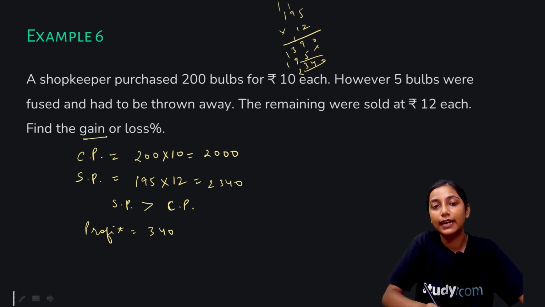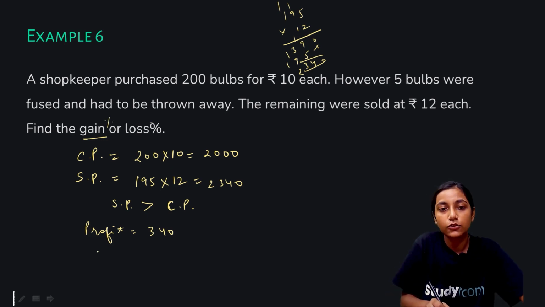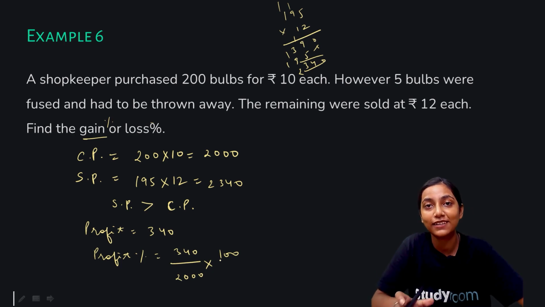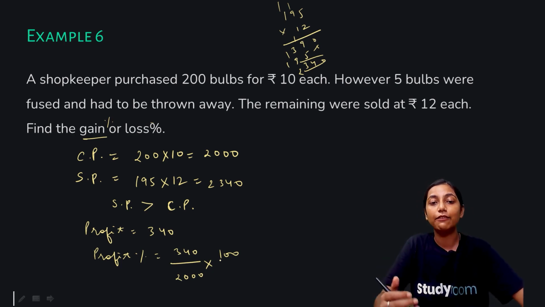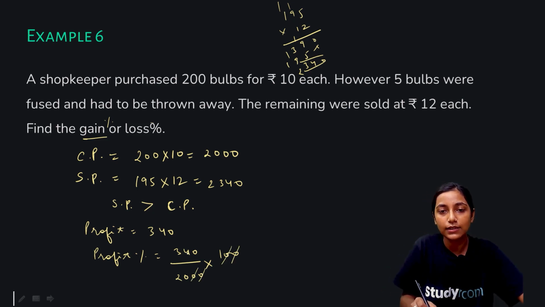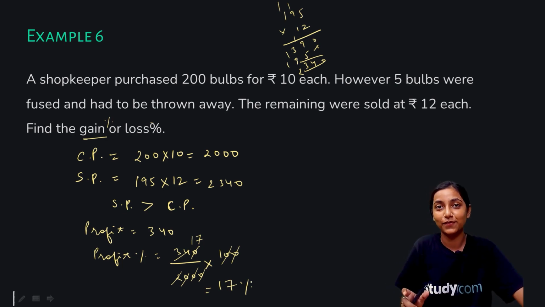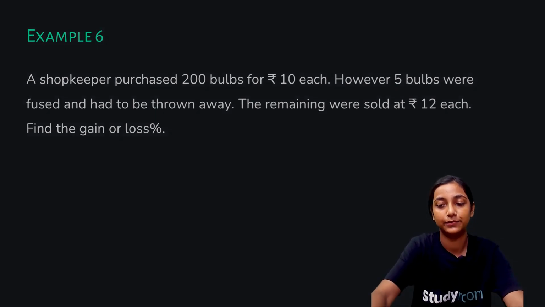At last, we need to find the gain percent. He is not having any loss, so not loss percent, but gain percent. So gain percent or profit percent will be, use the formula, profit upon the cost price into 100. So his profit percent will be the profit he is having divided by total cost price, that is 2000, into 100. On solving this, you will get 17. So 17% is the gain percent that he made. This is how you need to solve this question.